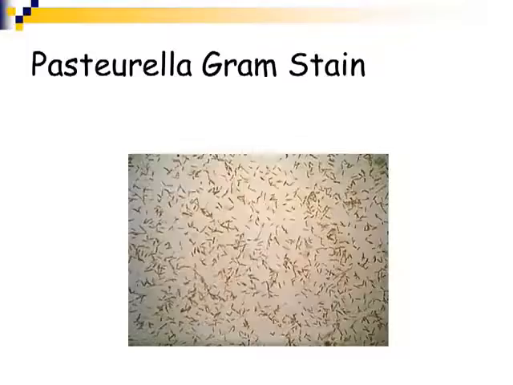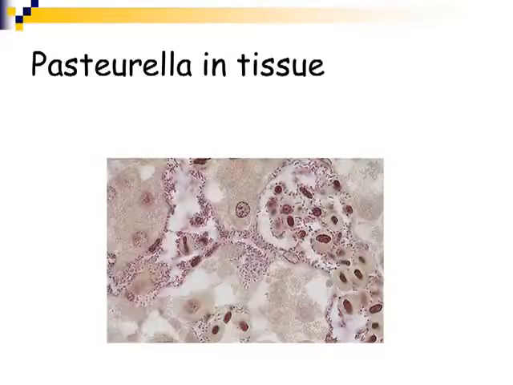So gram-negative rods tend not to be stained in the clinical setting. If it's known to be a gram-negative rod, usually you're not going to go to a gram stain, whereas a gram-positive cocci you might. Here's Pasteurella in a tissue specimen. You can see these nice gram-negative short rods.